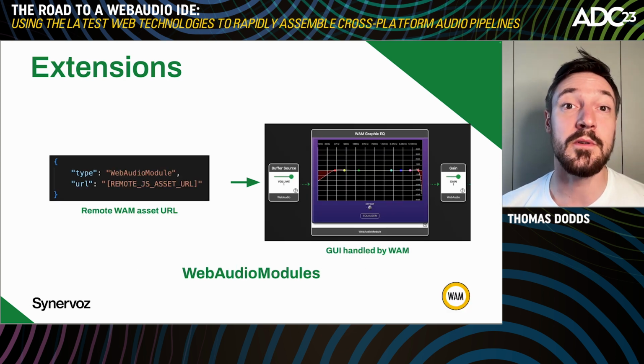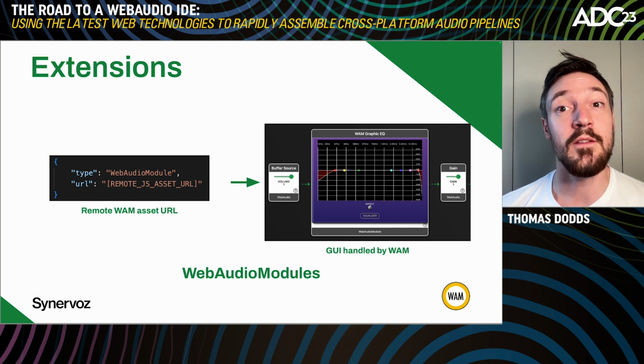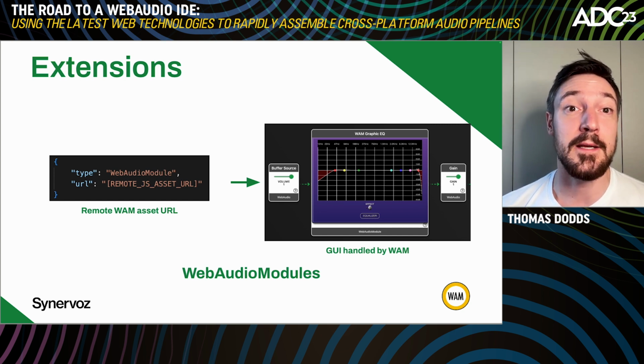Web Audio Modules, or WAMs, are a standard way of distributing web audio-based DSP and UI into convenient modules which can be pulled in from local or remote sources. Again, just apply the asset URL and we'll handle the rest of getting that hooked in correctly.